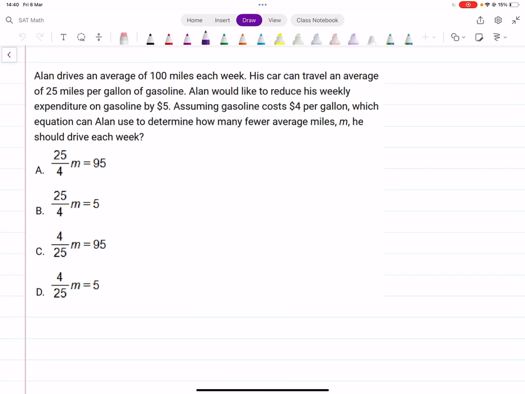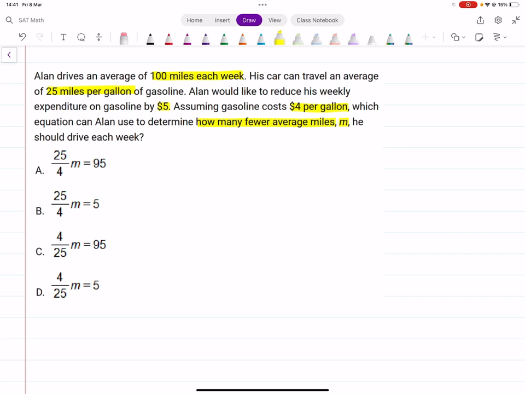So we have this person, Alan, who drives an average of 100 miles each week. That's one piece of information that we have. His car can travel an average of 25 miles per gallon of gasoline. He would like to reduce his weekly expenditure by $5. Assuming gasoline costs $4 per gallon, which equation can he use to determine how many fewer average miles, which we are denoting by M, he should drive each week?